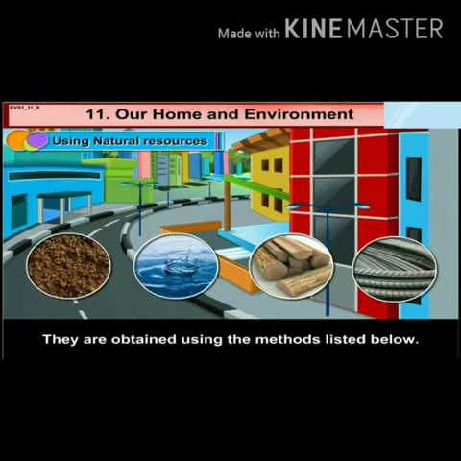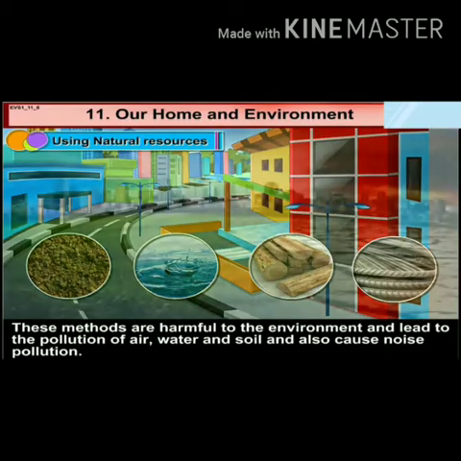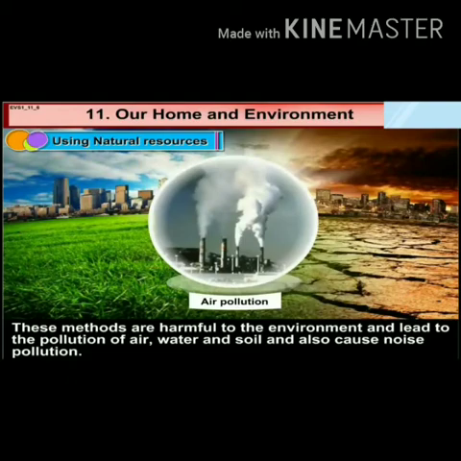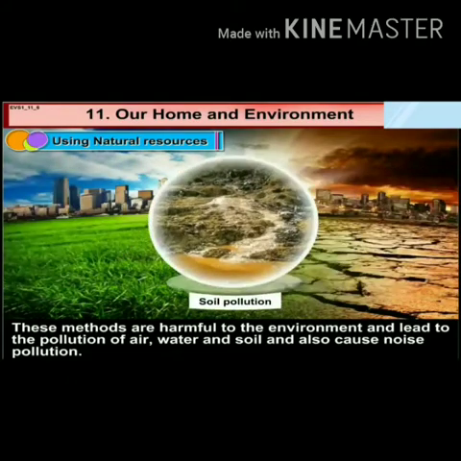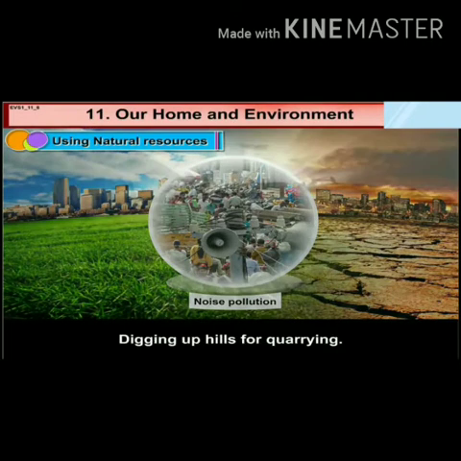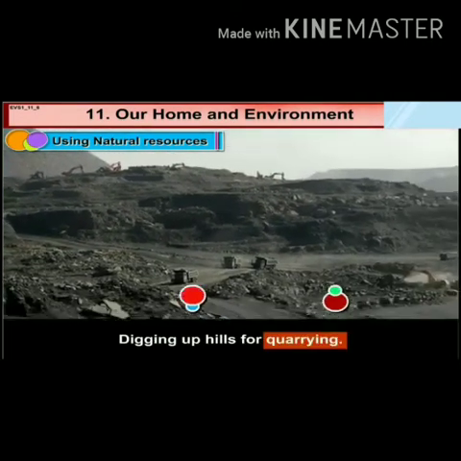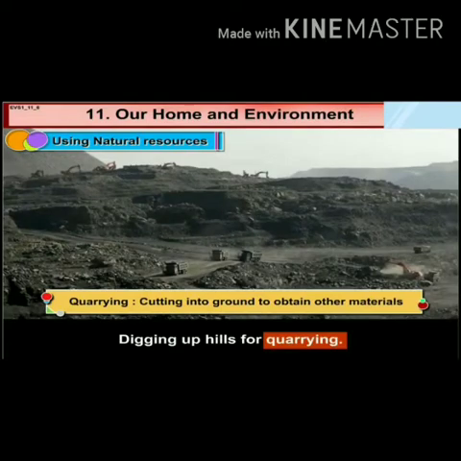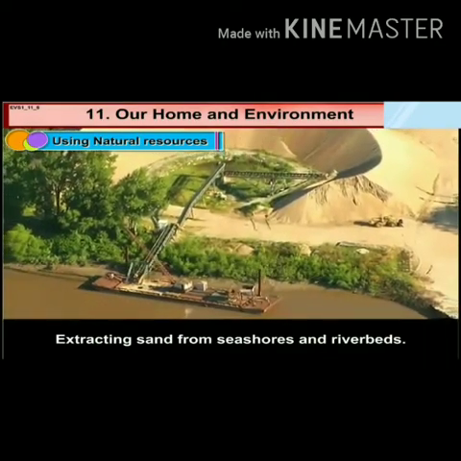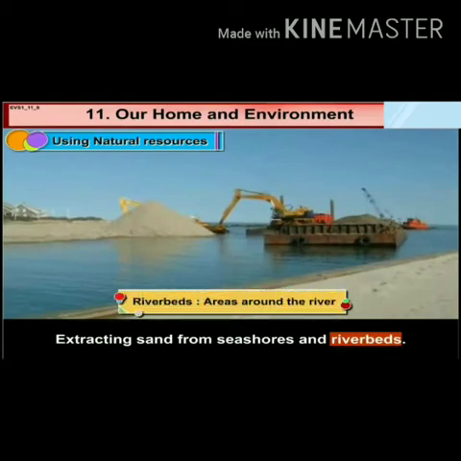They are obtained using the methods listed below. How? Let us see. These methods are harmful to the environment and lead to the pollution of air, water, and soil, and also cause noise pollution. Digging up hills for quarrying. What is the meaning? Cutting into ground to obtain other materials. Extracting sand from seashores and river beds. Riverbeds, areas around the river.